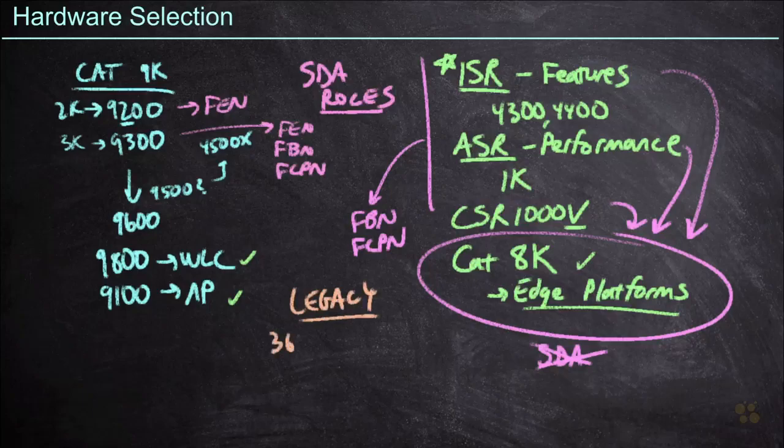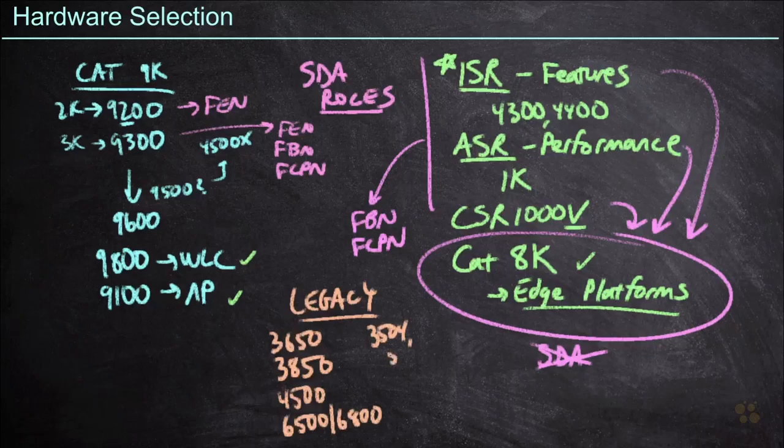For example, we can support 3650 switches and 3850 switches. We can support 4500 chassis and 6500s and 6800s. From a wireless perspective, we can support 3504, 5520, and 8540 wireless LAN controllers. We can also support 802.11 AC, Wave 1 and Wave 2 access points.